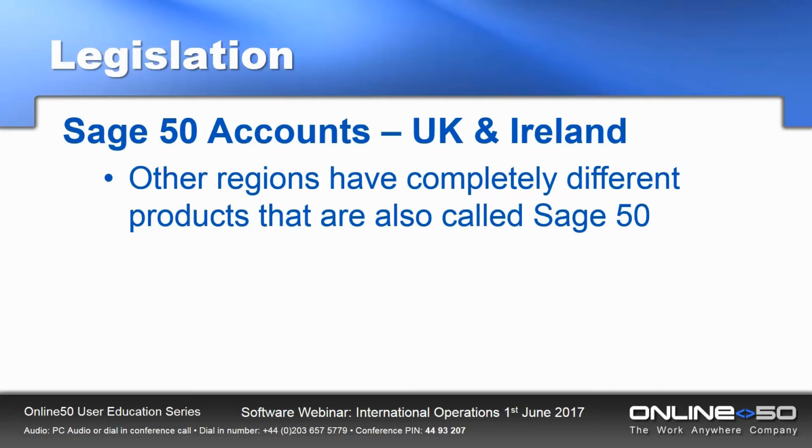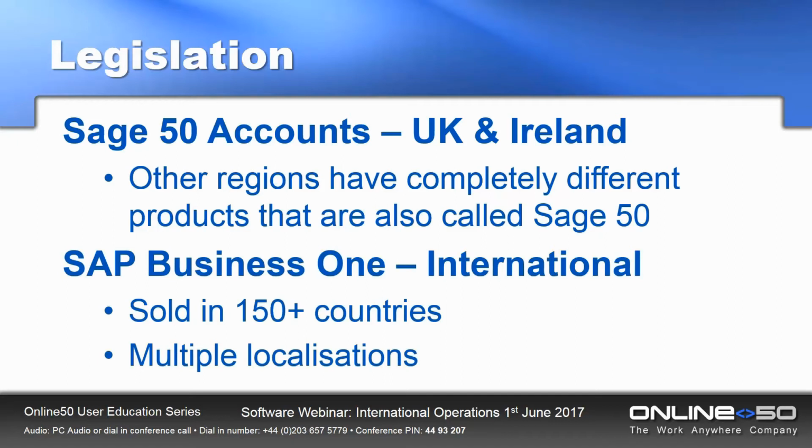And that, on the face of it, doesn't seem that unreasonable. In contrast to Sage 50 accounts, SAP Business One is sold in over 150 countries. It's one product supporting different legislative rules, they call them localizations, to be used in different jurisdictions. So although the product is sold in over 150 countries, there aren't 150 different localizations, as many jurisdictions have common operating rules. Where legislative rules are compatible and only tax rates need to vary, for example, then it can be easily configured within the product.